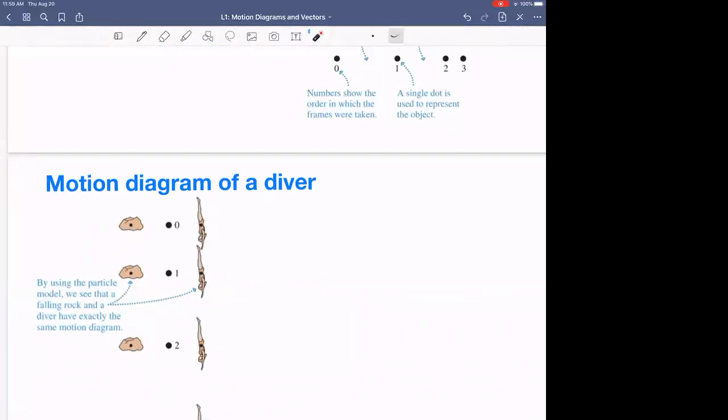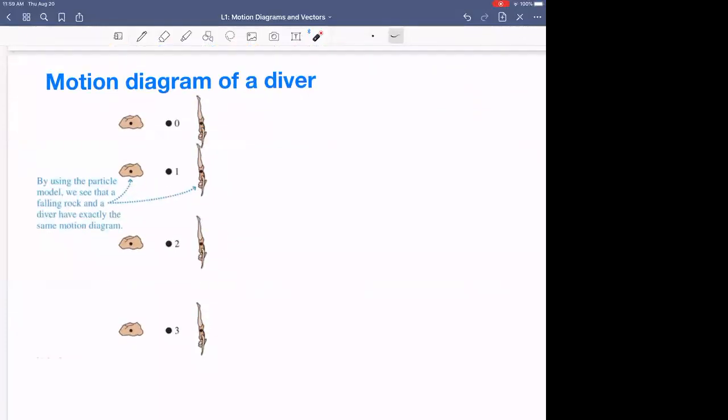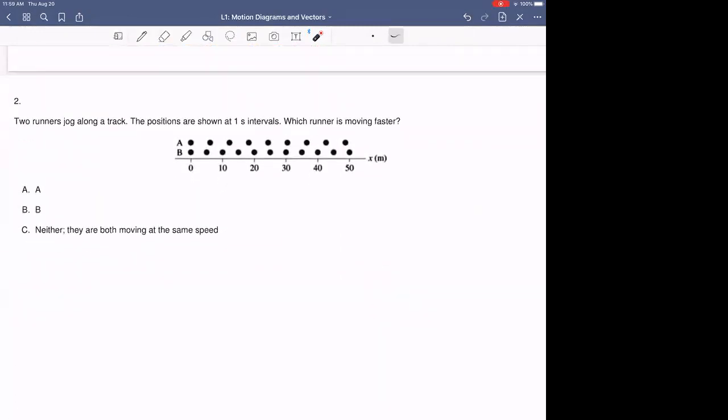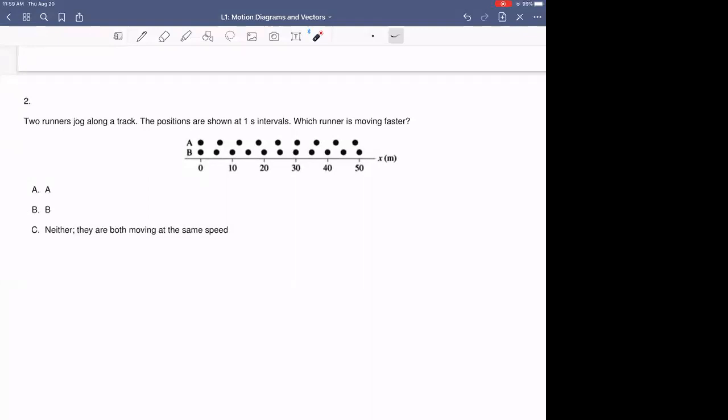Sorry about that digression, but coming back to motion diagrams. Motion diagrams are one way of describing and understanding the motion of objects. Here's a question. You've got two joggers running, jogger A and jogger B, and you're looking at their motion diagrams, taking snapshots at equal time intervals. From this picture, the question is which runner is moving faster? I'll give you some time to think about it before I give the answer.